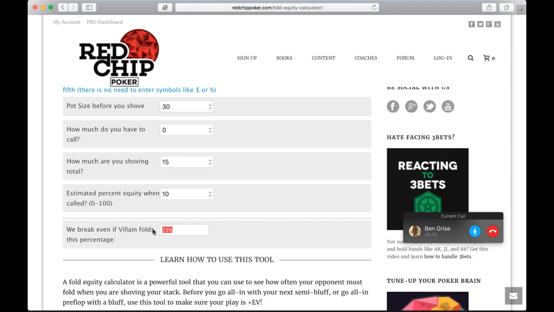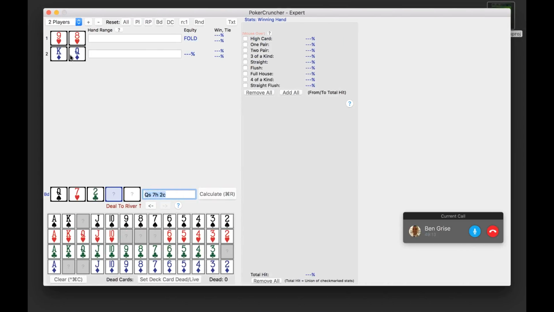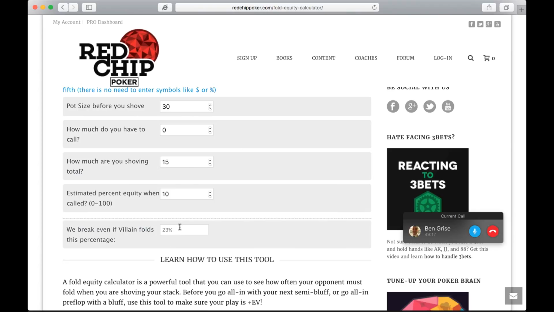It drops that number, right? Yeah. So now, because you have all these backdoor outs and you're c-betting half of the pot, your opponent only needs to fold 23% of the time for you to break even. Because you're going to end up backdooring one of those hands 10% of the time.